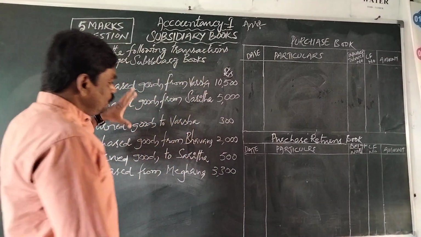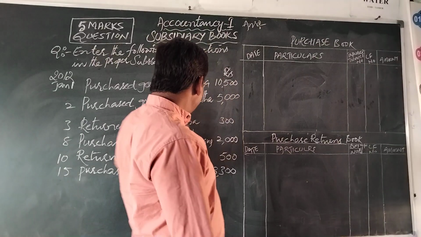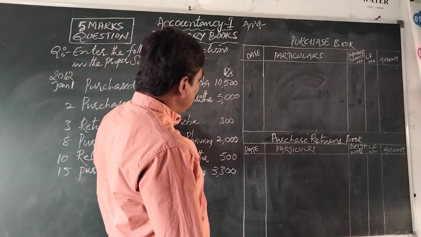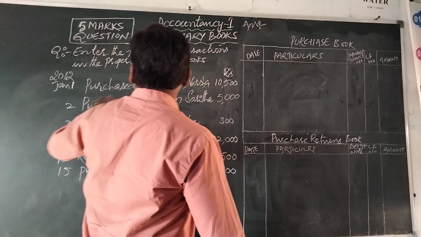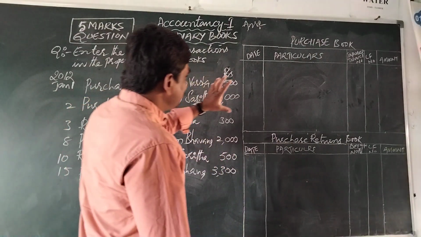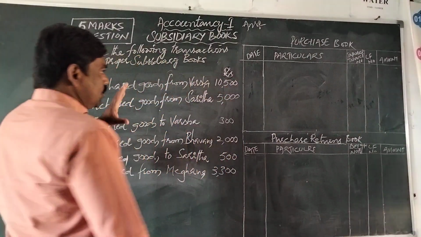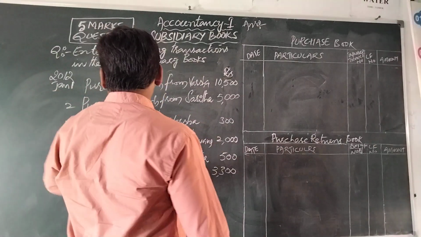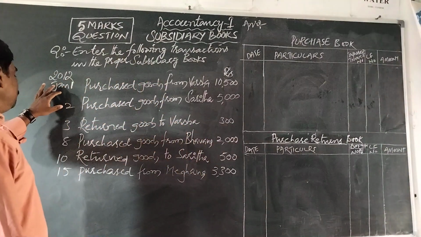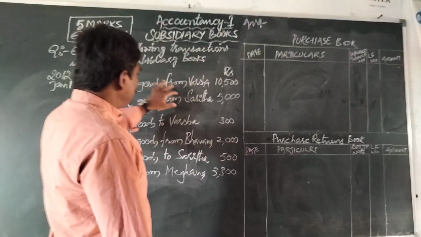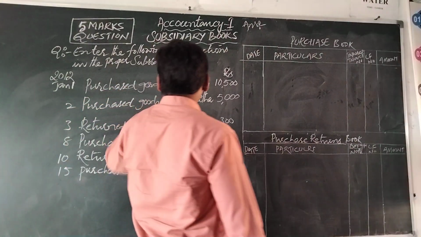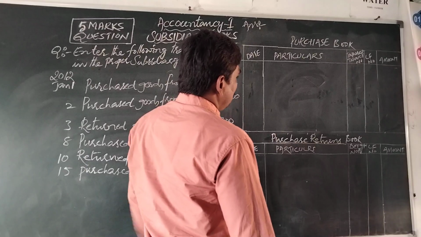Here we can solve this problem after understanding this information. After preparing the two subsidiary books, we enter the transactions one by one in the purchase book as well as in the purchase returns book. On January 1st 2012, purchased goods from Varsha. It is a credit transaction, so it comes in the purchase book.